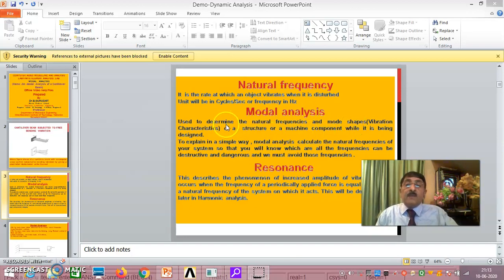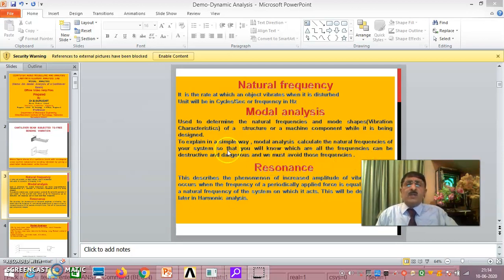These things, whatever we got by theory, we are going to prove using Ansys also. We'll determine the natural frequencies and mode shapes. To explain in a simple way, modal analysis calculates the natural frequencies of your system so that you will know which frequencies can be destructive and dangerous, and we must avoid these frequencies.